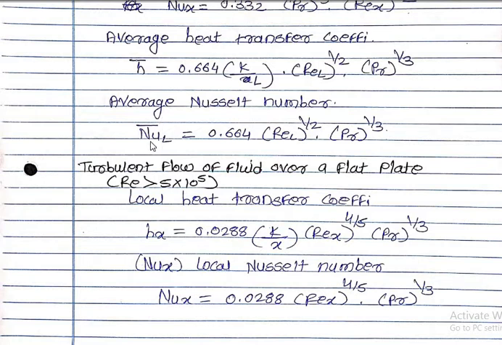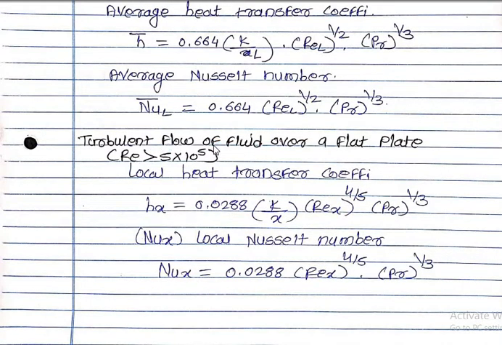So on that basis we can say that the average Nusselt number can be written as 0.664 multiplied by average Reynolds number raised to 1/2 multiplied by Prandtl number raised to 1/3. Now these are related to the laminar flow. Next is turbulent flow of a fluid over a flat plate.